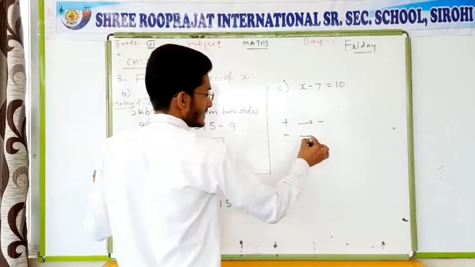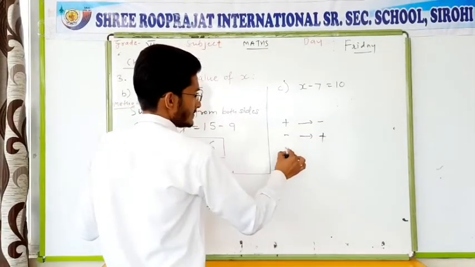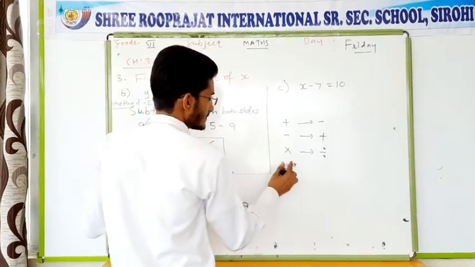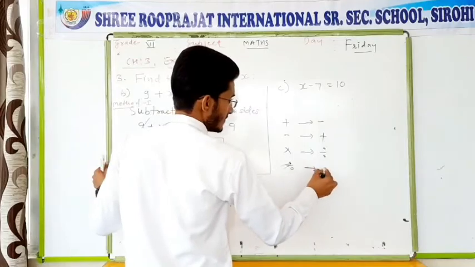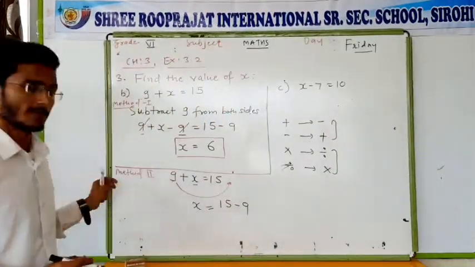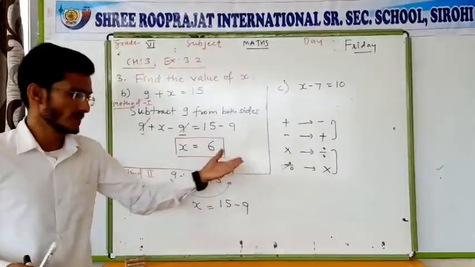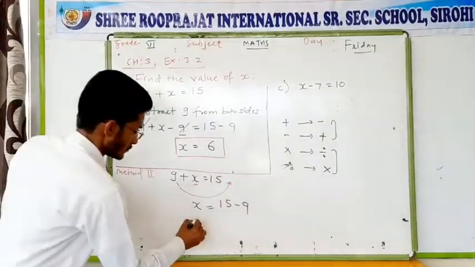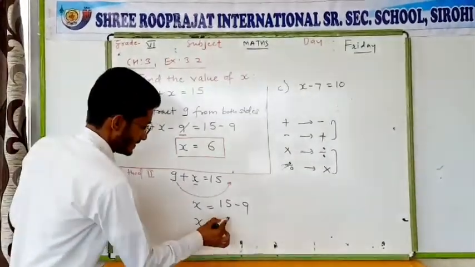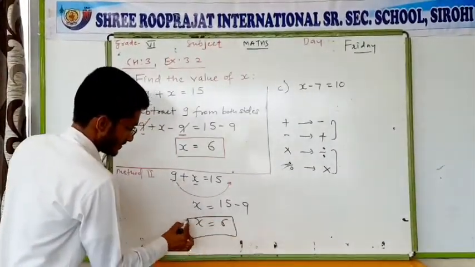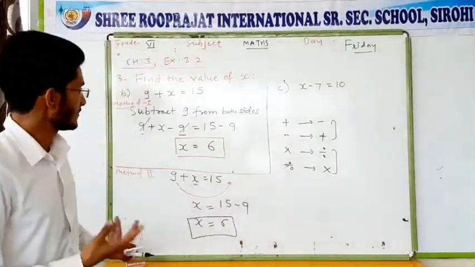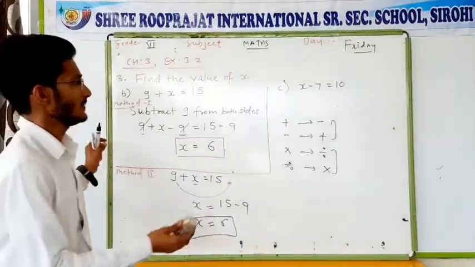If it is minus, then on the next side it will be a plus. If it is multiply, then on the next side it will be a divide. If it is divide, then on the opposite side it will be a multiply. Okay, so keep this in your mind. So here it is addition, so on the next side it will be a subtract. So simply 15 minus 9, you will get a 6 as the answer. So it's your choice which one you like. You can write any of them, or if you want, you can write both.